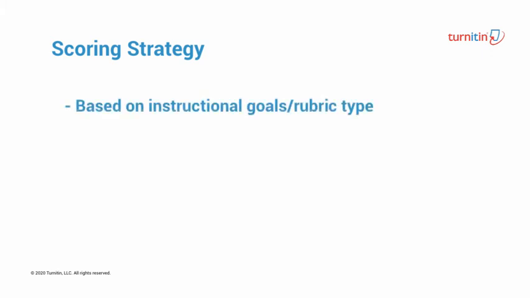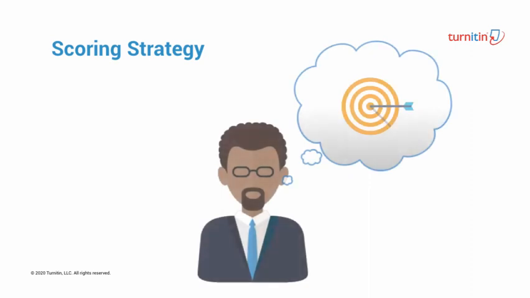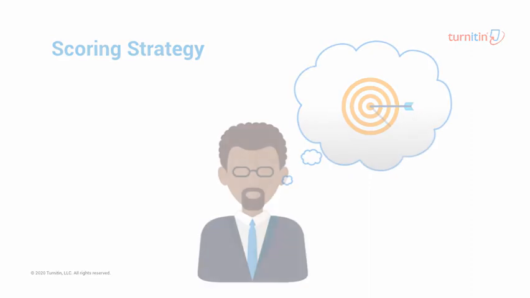As previously mentioned, scoring will depend on a few factors, such as the instructional goals and type of rubric, holistic or analytic. In general, some examples of scoring include points, percentages, letter grades, pass-fail, or text-only feedback. Consider your instructional goals and decide what type of scoring strategy fits best.